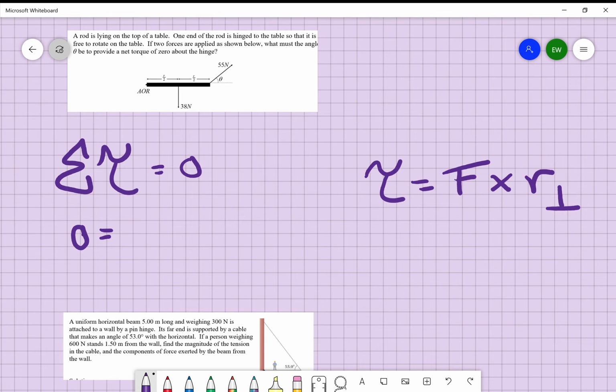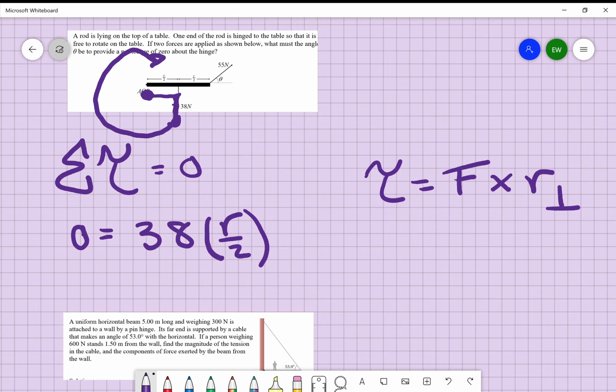So 0 equals, let's start with this 38 here, 38 times my perpendicular distance, which they give us as r over 2. Now I have to decide if this 38 is positive or negative. If I hold up my pen at this end and push down with this force, my pen would go in a circle this way. That's clockwise. Clockwise means that it's negative. Counterclockwise is positive. Opposite of what you would normally think.